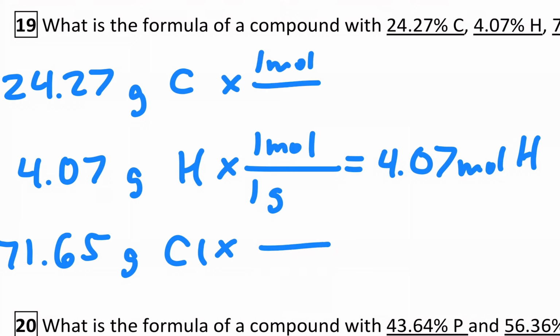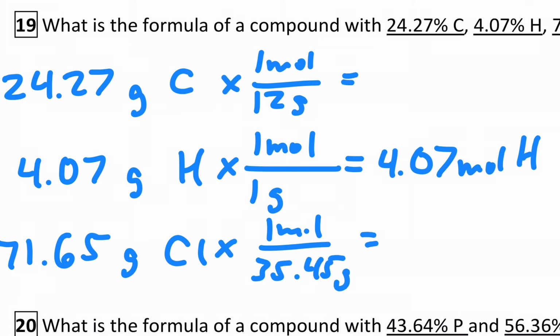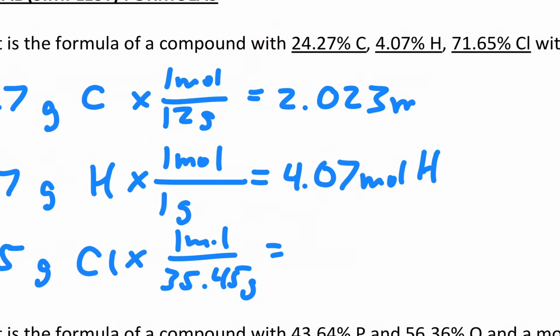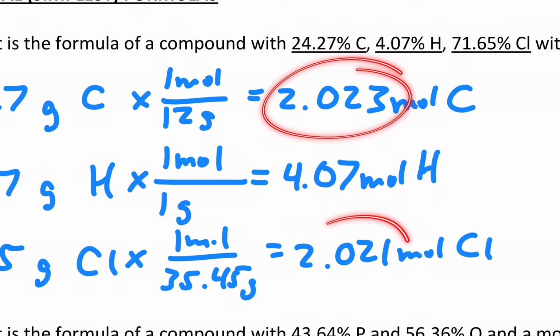In 1 mole of carbon, there's 12 grams of carbon. In 1 mole of chlorine, there's 35.45 grams of chlorine. Remember, those are the numbers just from our periodic table. So my carbon becomes 2.023 moles of carbon, and my chlorine becomes 2.021 moles of chlorine. Interesting, they're very close to each other.